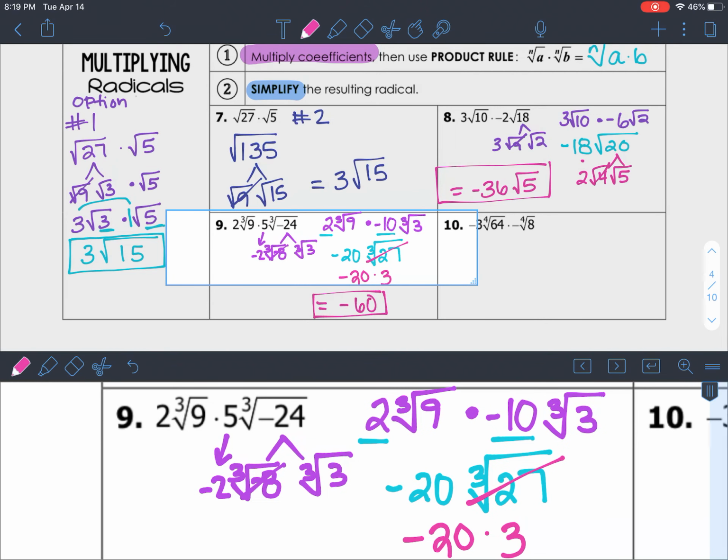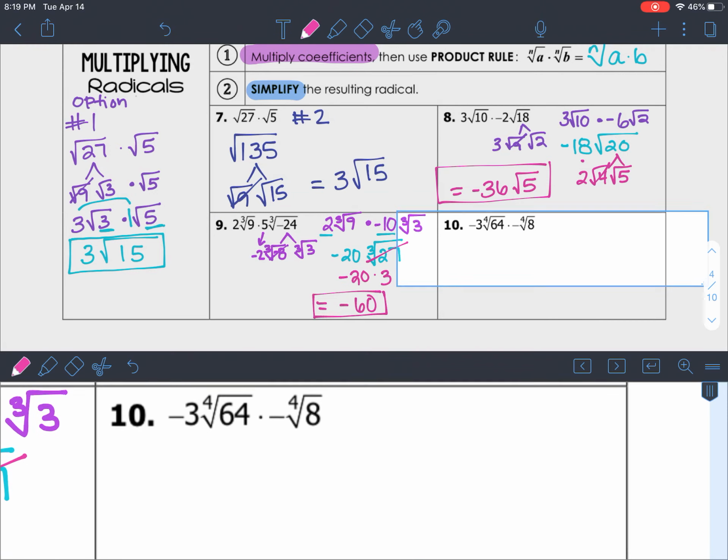This is really just about doing a little bit of multiplication and then simplify, simplify, simplify. So let's move on to fourth roots.